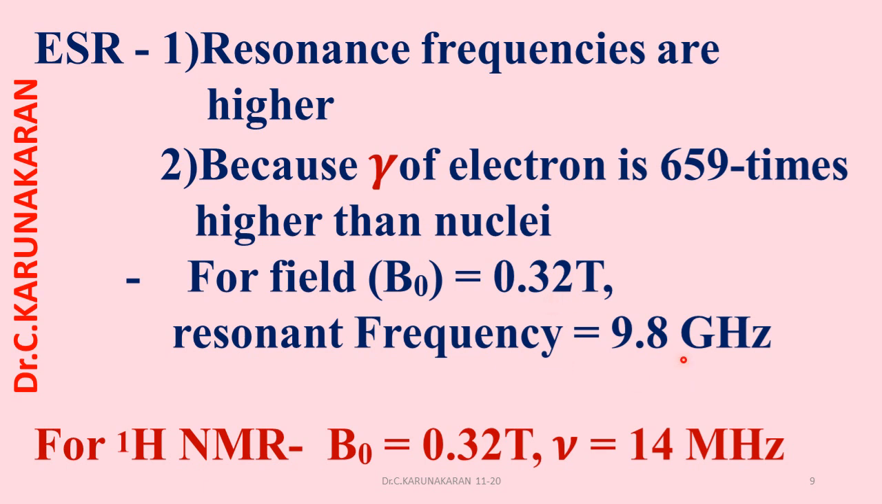Gigahertz is 10 power 9 hertz, whereas megahertz is 10 power 6 hertz. The resonant frequencies are very much higher for ESR because of the large gyromagnetic ratio of the electron, which has a small mass.